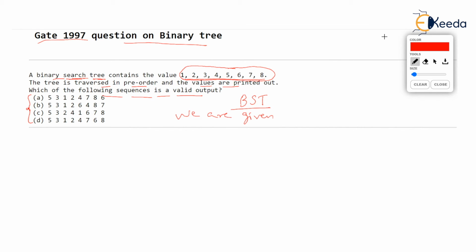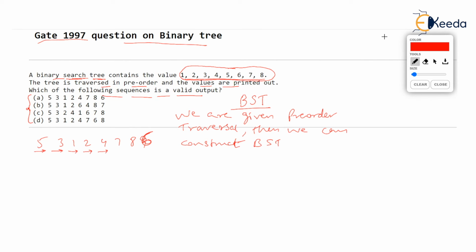Now, one property of binary search tree, all of you must remember: suppose we are given the pre-order traversal. Then we can construct the binary search tree. How exactly? Just take the pre-order traversal, like this first option given, 5 3 1 2 4 7 8 6. Sorry, 7 8 6. Simply take values one after the other and keep inserting them in a binary search tree using your usual rules of insertion. And the tree you get should actually be a valid tree.